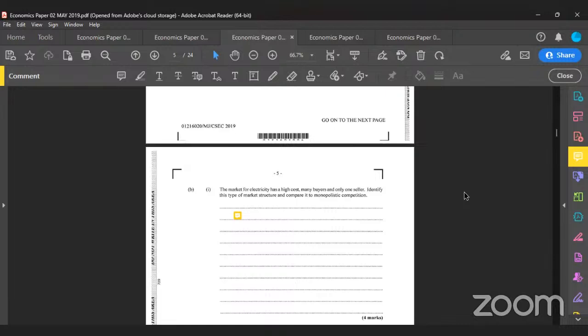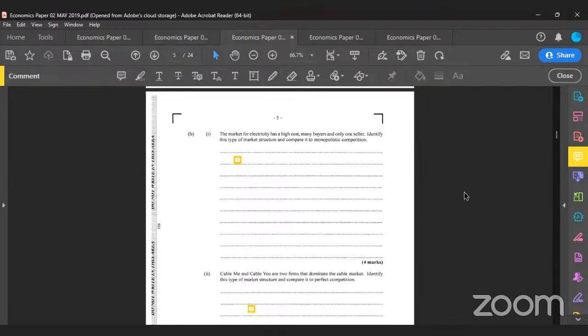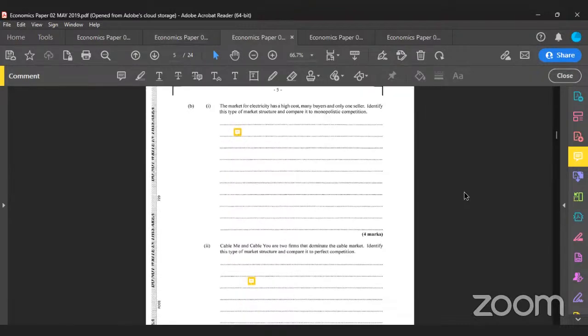Let us press on. Cable Me and Cable U are two firms that dominate the cable market. Identify this type of market structure and compare it to perfect competition. So in this market, we have two firms that dominate, which implies that it is an oligopolistic market structure.